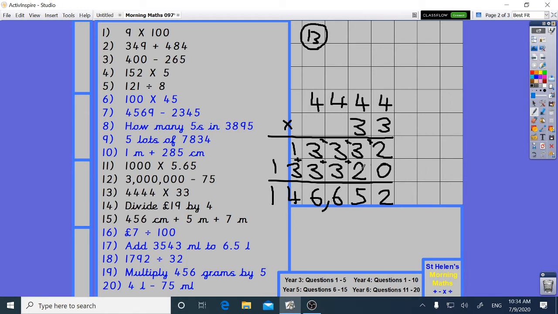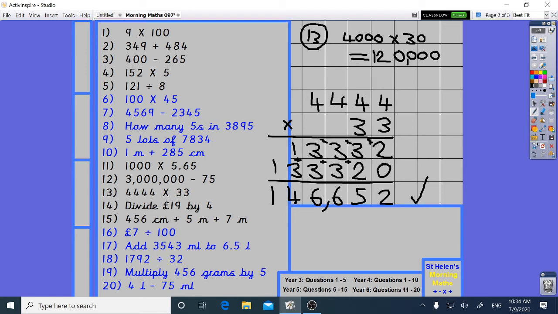So because of that, I'm going to do an estimate to see if I'm in the right area. I'm going to say this is roughly 4,000, and that's roughly 30. So my answer will be a bit bigger than 4,000 times 30, which is 4 times 3 in disguise, which is 12 and 1, 2, 3, 4 zeros. So it should be, I'm thinking, a bit bigger than 120,000. And it is 146,652. So my estimate is telling me that I've got the right number of digits. I'm happy with that answer.